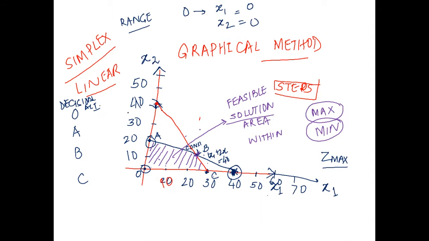This is logical because it's just the start. This is the point of origin in the graph. But this is not a valid, logical decision alternative, because it means the company is not producing any of these. But it will always be there in the maximization problem. So the first decision alternative is 0. Now you calculate for A.